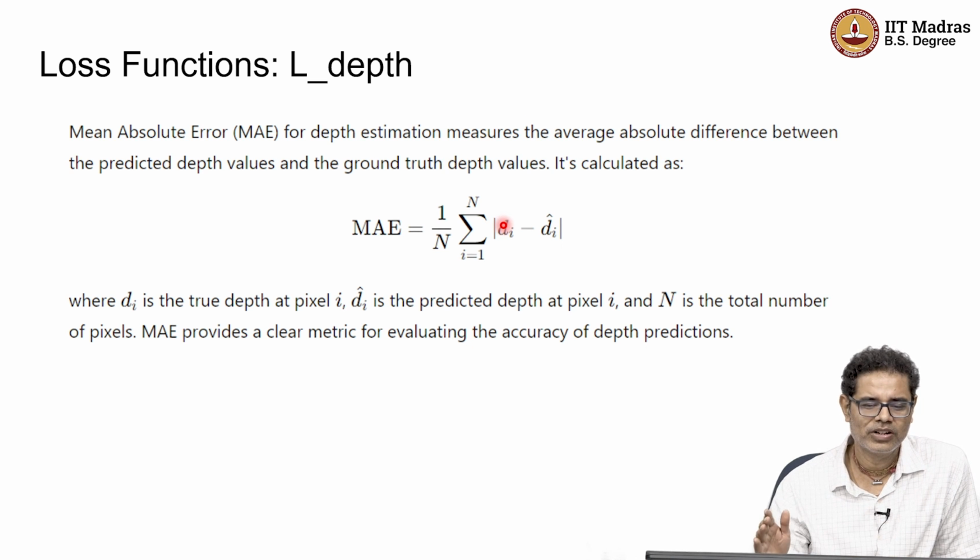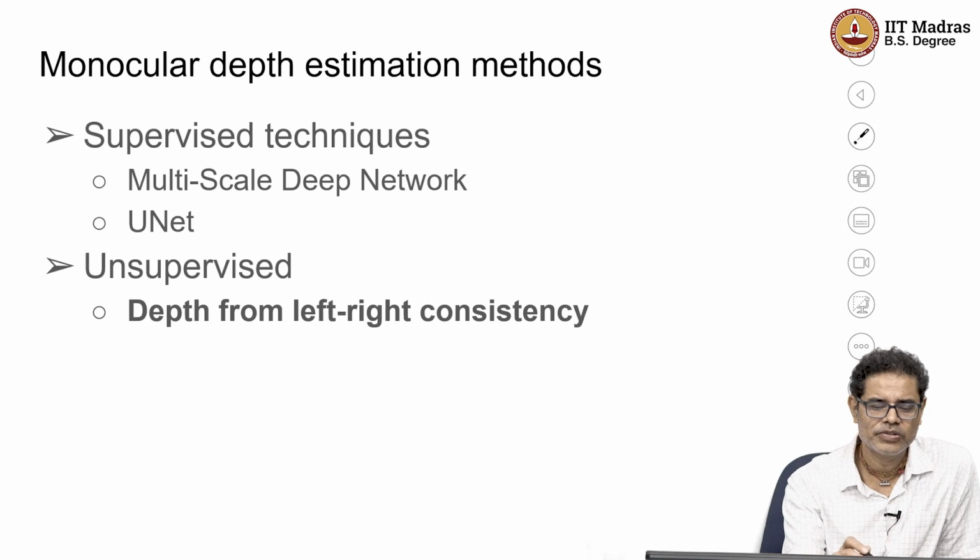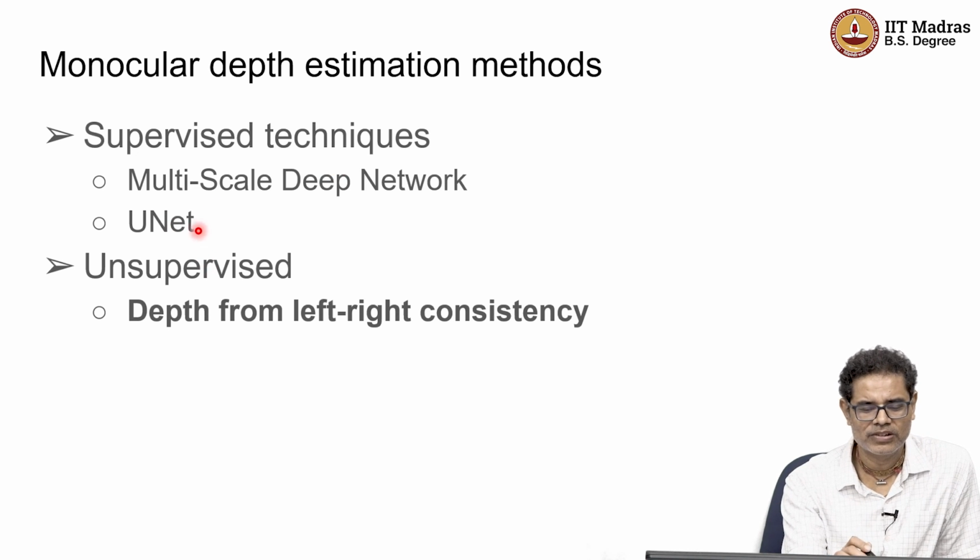And then you train your network, your UNet, and during testing you directly use the network for predicting the depth. So that is about these two supervised learning approaches, and generally UNet is better than multiscale because it is much deeper and it is also an encoder-decoder.